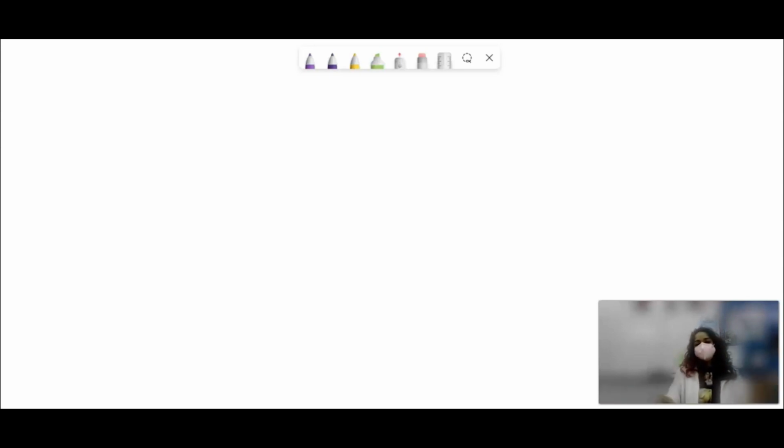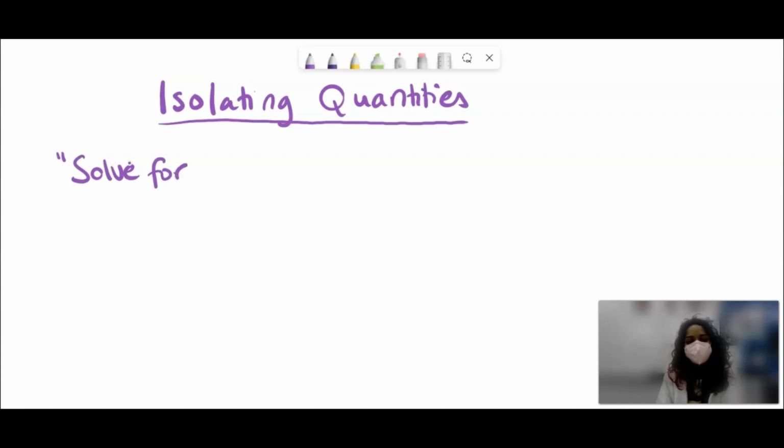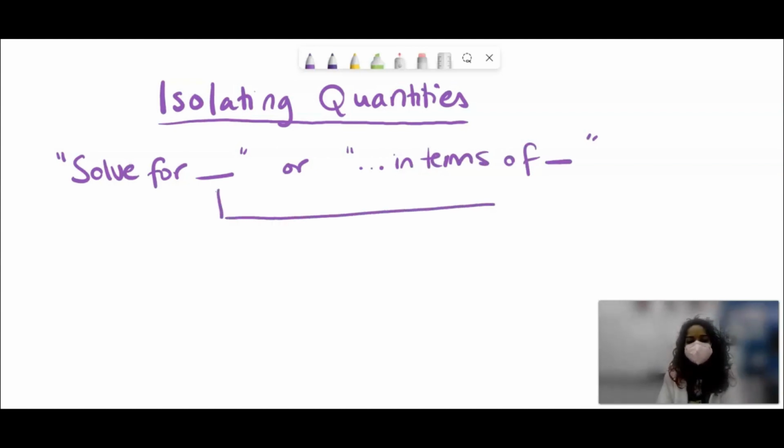Okay, so today we're working on isolating quantities. What that means is that we can solve for length or find the equation in terms of length. Both of these instructions, wherever these two things appear, this is the variable we want isolated.